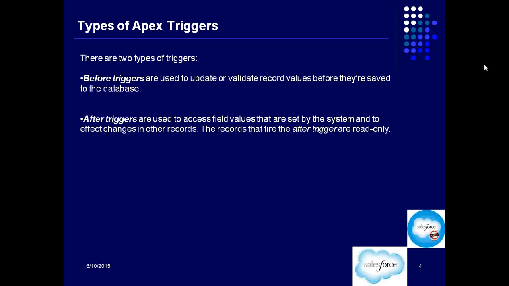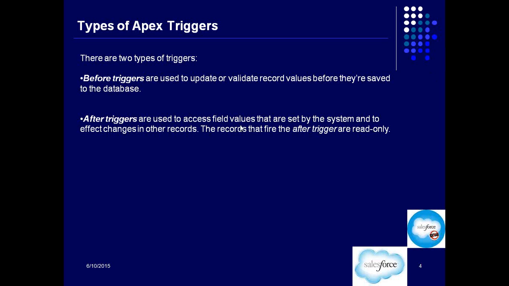If you want to do a validation check, let's say when a lead is being created, check whether the email ID is there. If email is not there, don't allow. This is a before trigger. So any check or code execution which happens before the record is actually created is a before trigger. Any code which is getting executed after the record is created is an after trigger.